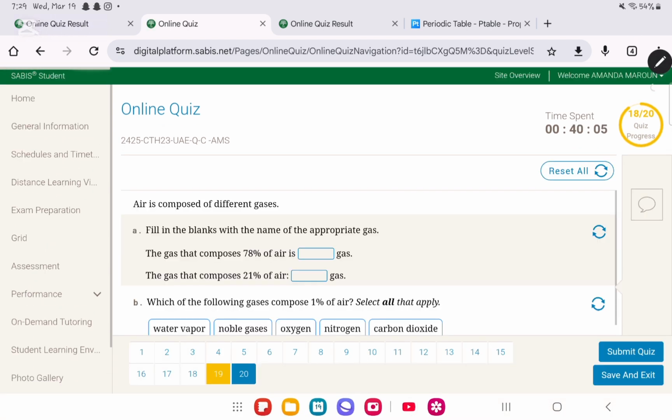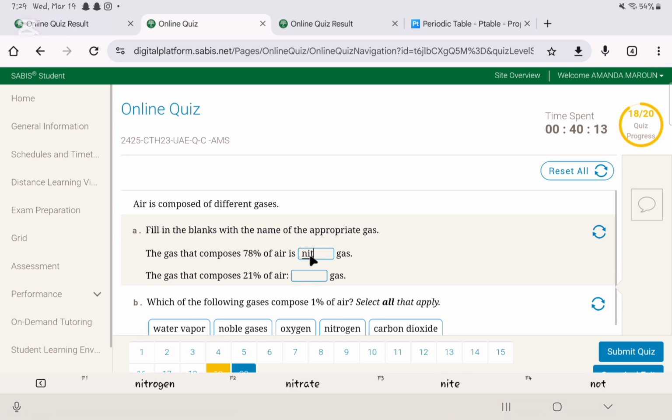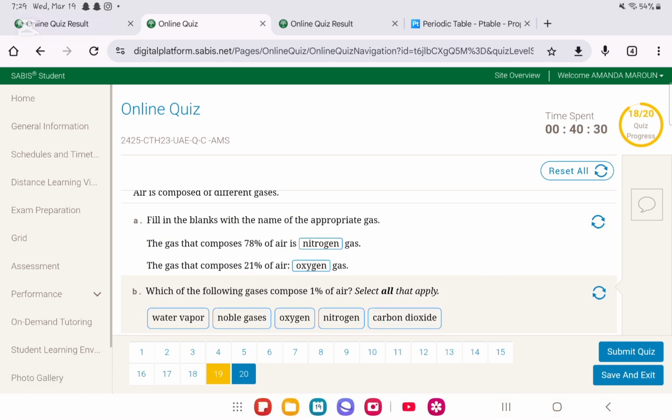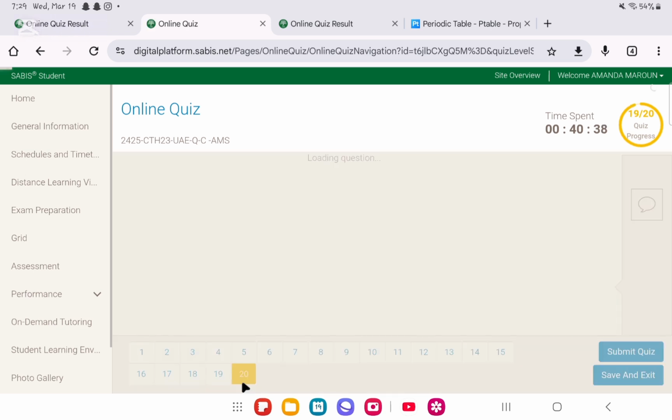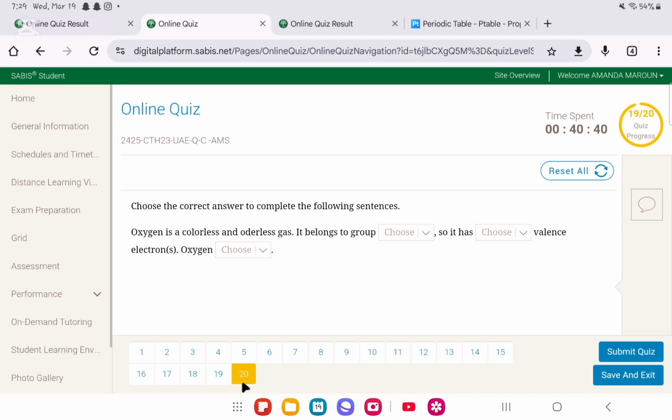We move on to question number 19. The gas that composes 78% of air, here you should know it is nitrogen gas. 21% of air, it is oxygen gas. But if you add them together, 78 plus 21, you're left with 99. So there's still 1% left. This 1% is made of water vapor, noble gases, and carbon dioxide. We move on to question number 20, which is the last question.